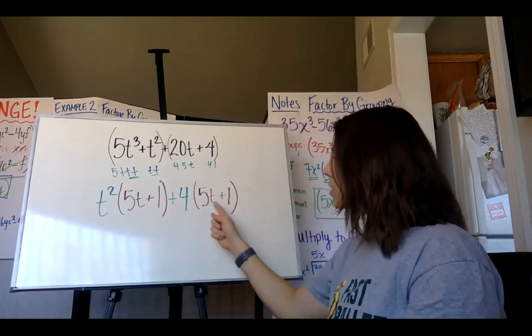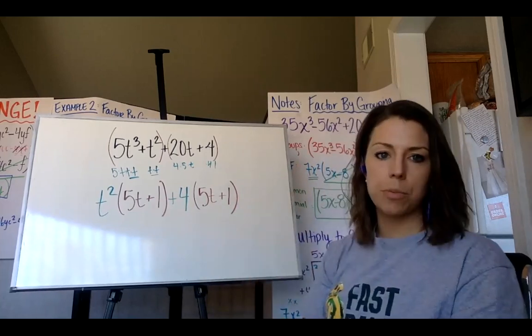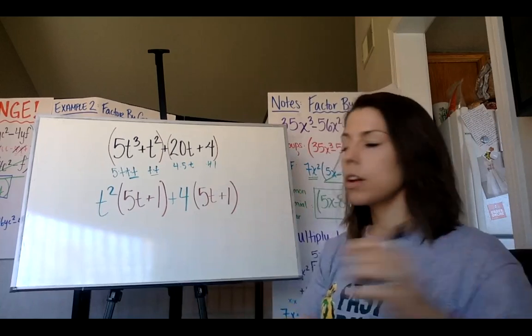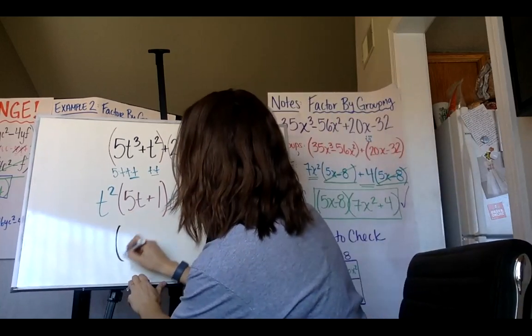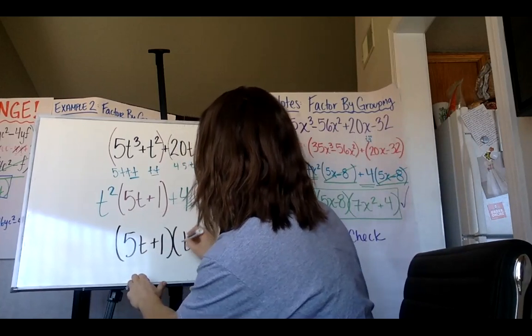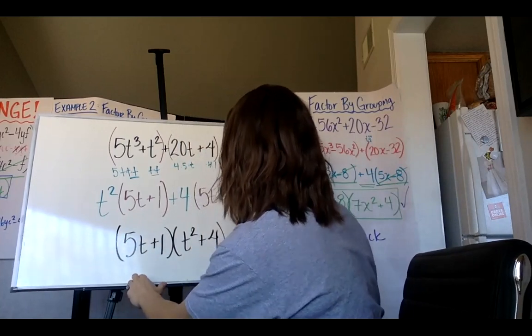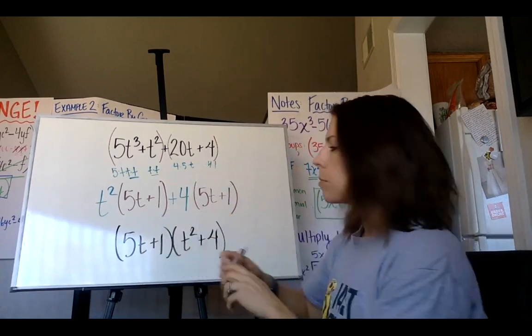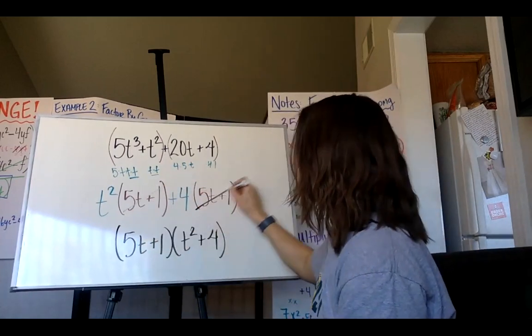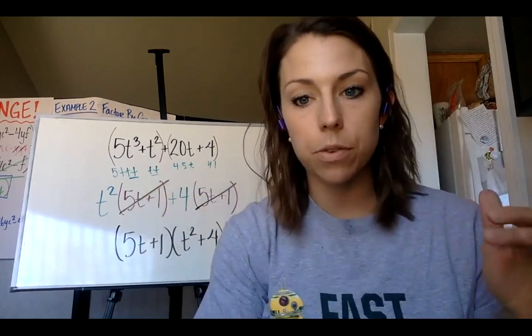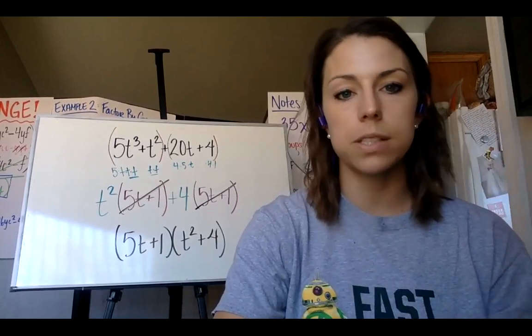All right, again, if these are not the same, I can't do any factor by grouping. So those have to be a common binomial factor. So altogether in our answer here, we have 5t plus 1 times t squared plus 4. Again, I like to put the common binomial factor first, because then I can go in and go, okay, I don't need that anymore. But the order doesn't matter. If you want to do t squared plus 4 first and then 5t plus 1 second, that's also totally fine.